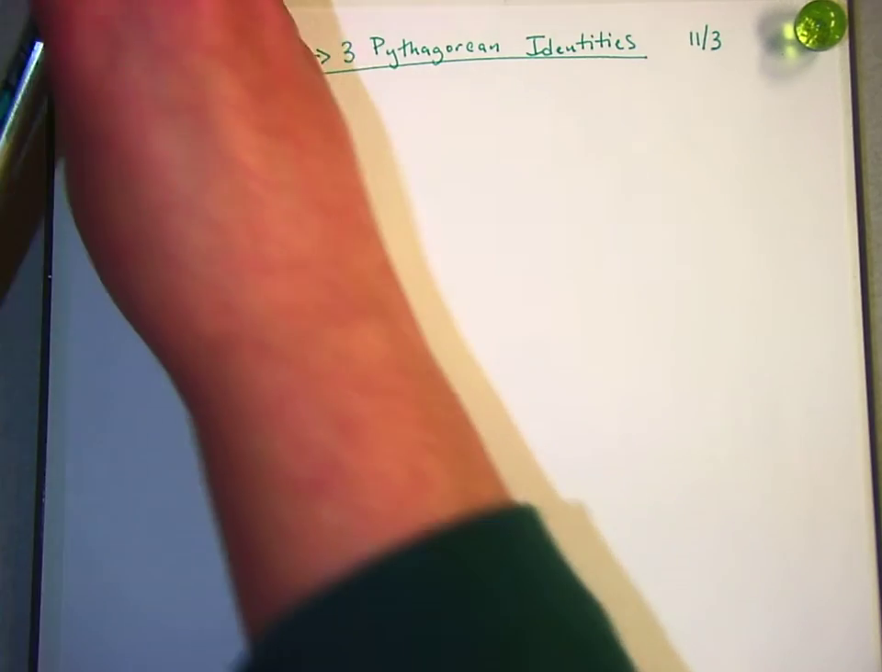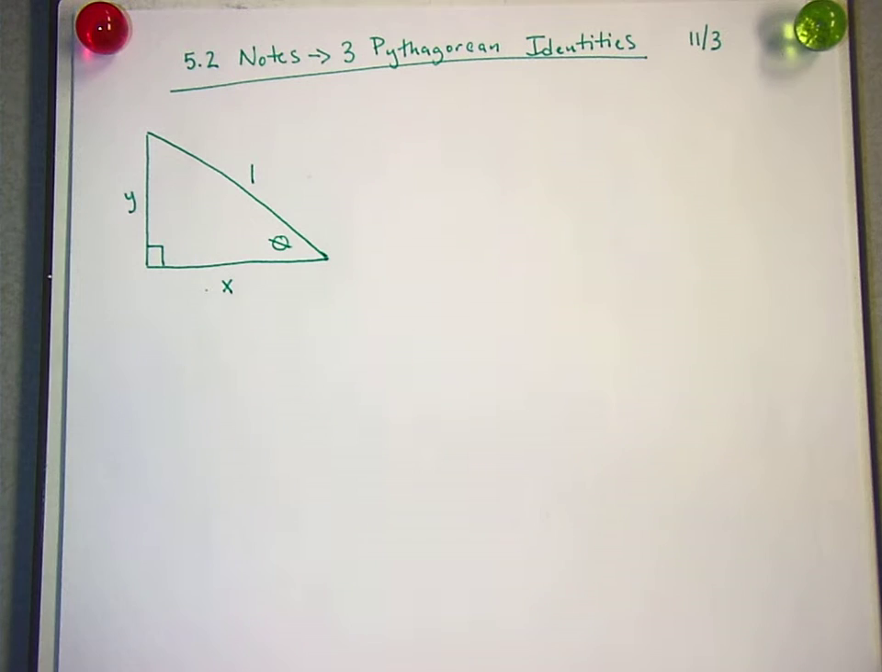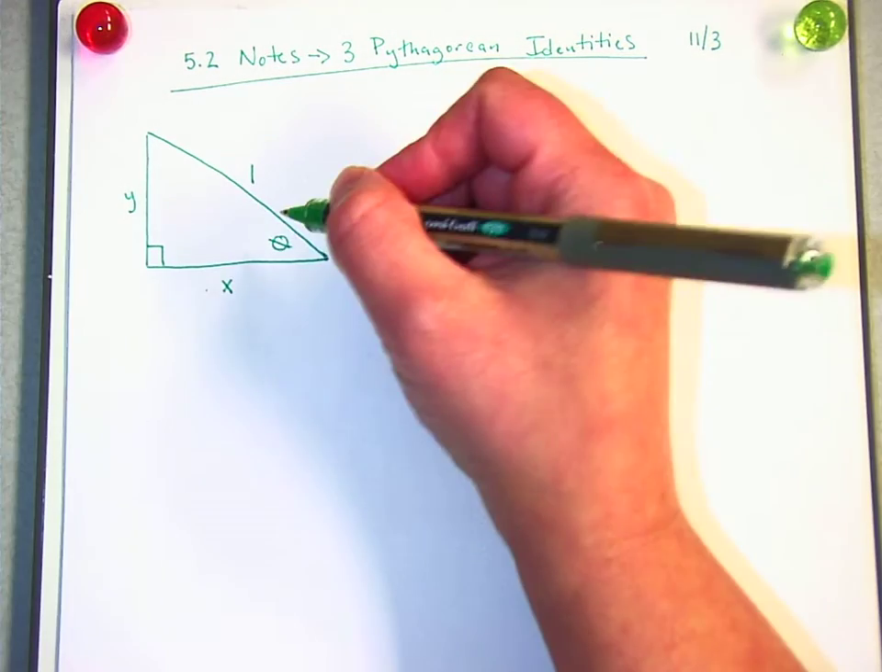I'm going to go a little fast with these notes, or at least I hope I am. And if you need me to slow down, just pause the video and catch up, and then we'll be right together. Okay, so I want you to imagine that this is a triangle from the unit circle.